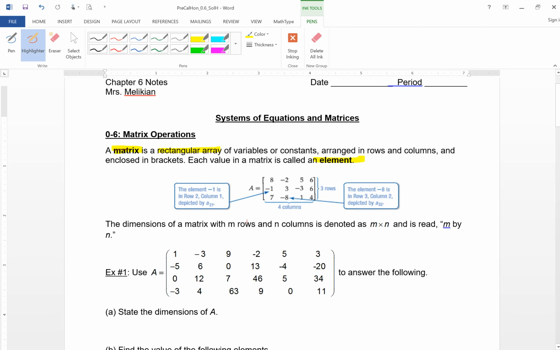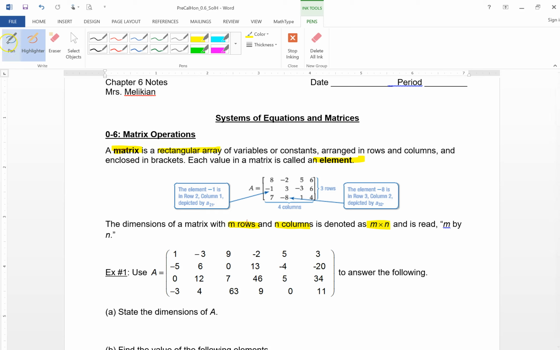All right, so here's how we arrange a matrix. The dimensions, or the size, of the matrix is the number of rows and the number of columns. We always talk about the rows first. So how many rows does it have? It's got m rows and n columns, and the dimensions are given by m by n.